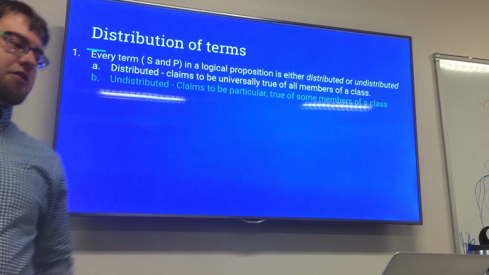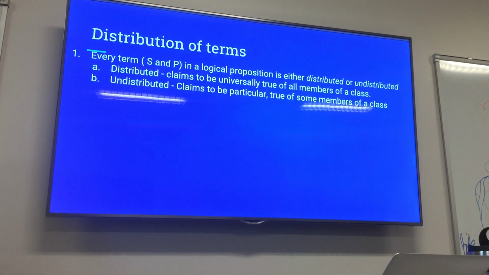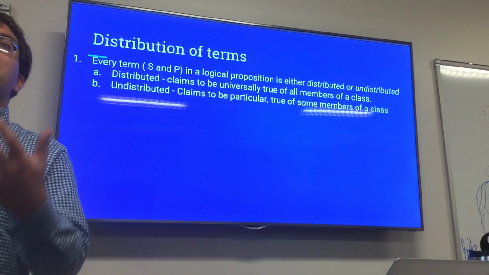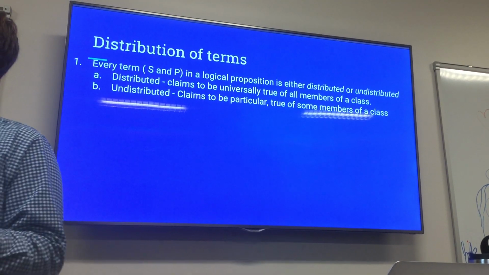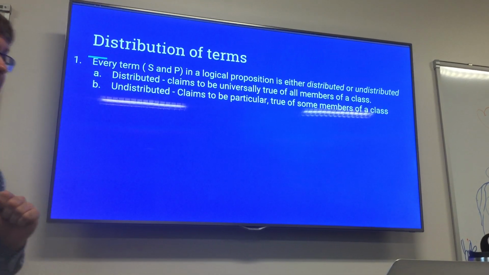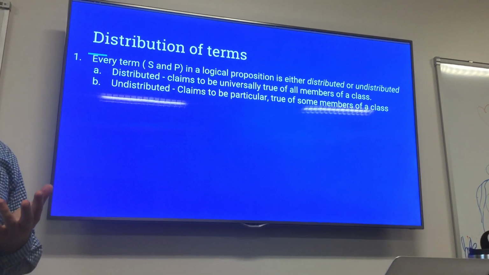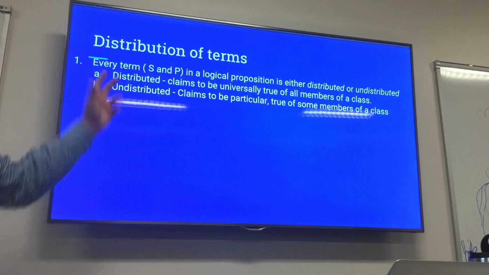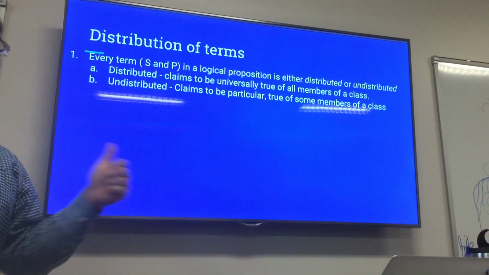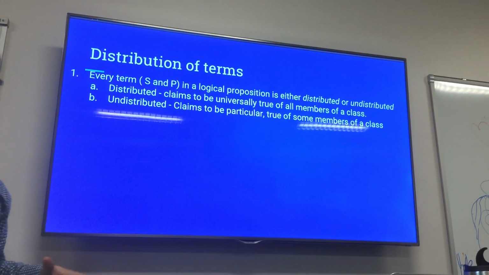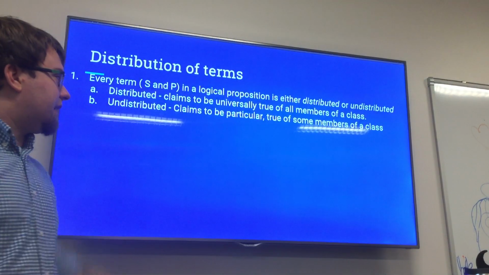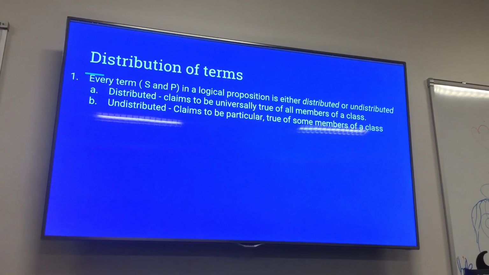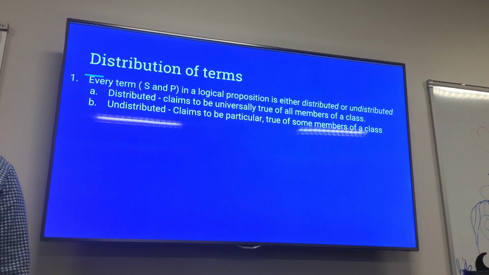Here, I'll put both definitions up. If a term is distributed, what that means is that it is claiming to be universally true of all members of a class. We're talking about all of something if that term is fully distributed. If I use the sentence, all cats have fur, well, in that case, my subject is talking about all the cats. It's distributed. I'm referring to every cat. Now, a term is undistributed if it is referring to only some members of a class rather than all.